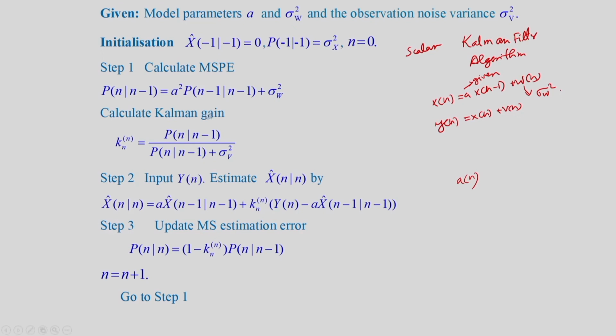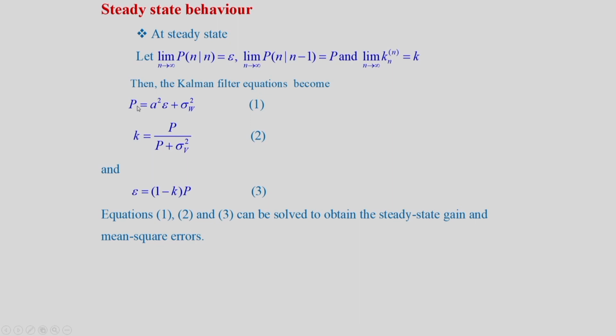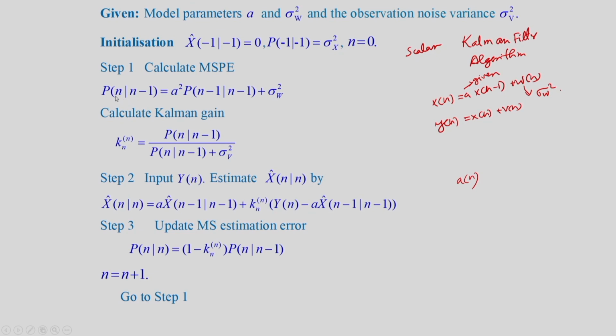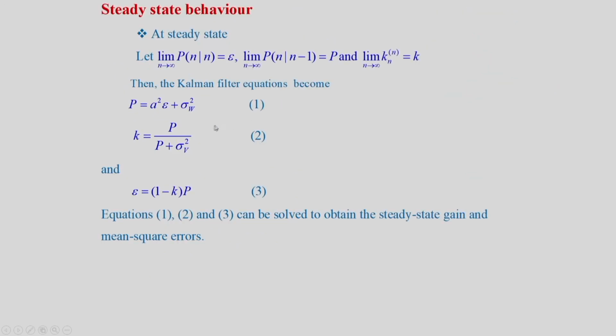First one is, we know that P(n|n-1) is equal to a square times P(n-1|n-1) plus sigma w square, and as n tends to infinity this quantity will converge to P and this quantity will converge to epsilon. So the first equation is P is equal to a square times epsilon plus sigma w square.